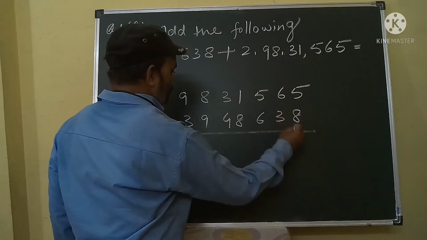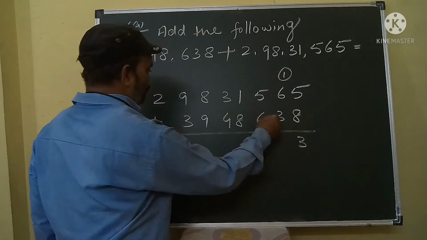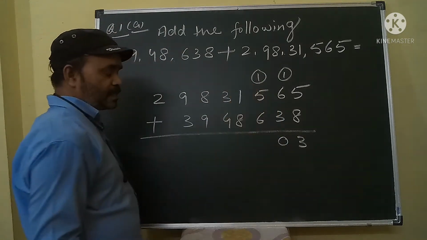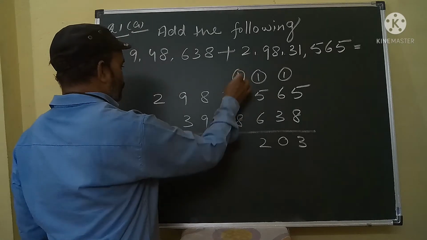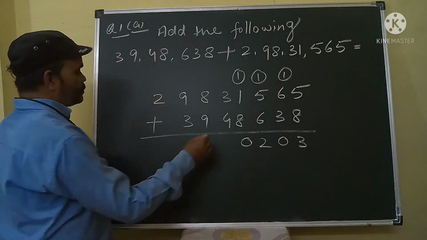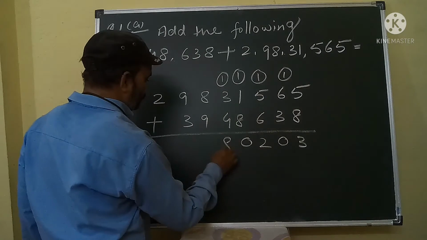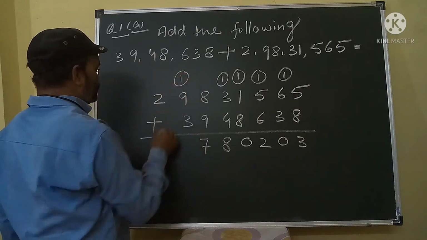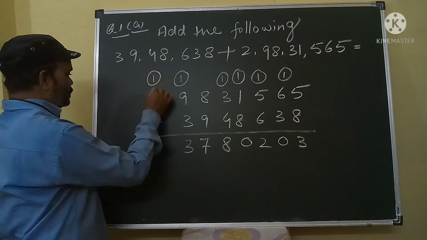Look here, 5 plus 8 is 13, this is 3, carry over is 1. 1 plus 6 is 7, 7 plus 3 is 10, this is 0, carry over is 1. 1 plus 5 is 6, 6 plus 6 is 12, this is 2, carry over is 1. 1 plus 1 is 2, 2 plus 8 is 10, this is 0, carry over is 1. 1 plus 3 is 4, 4 plus 4 is 8, 8 plus 9 is 17, this is 7, carry over is 1. 1 plus 9 is 10, 10 plus 3 is 13, this is 3, carry over is 1. 1 plus 2 is 3.